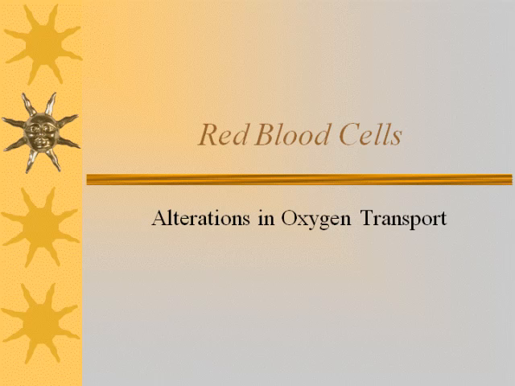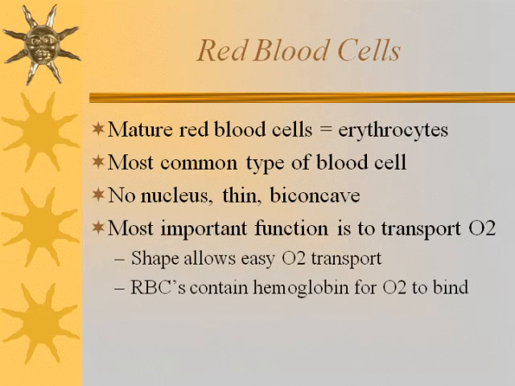Last on the blood cells are the red blood cells. So let's get started. Your mature red blood cells are called erythrocytes. They're the most common type of blood cell that we have.